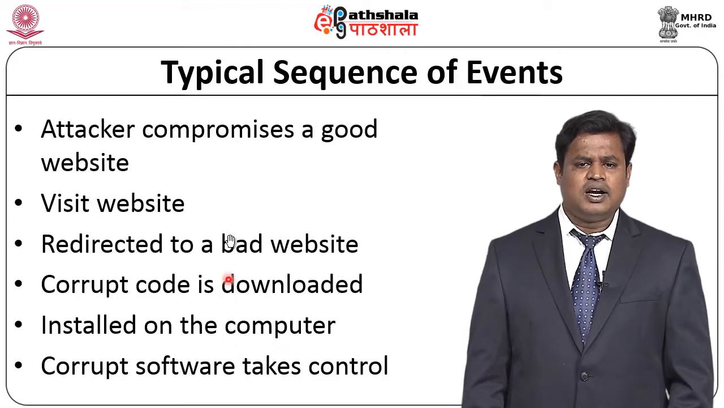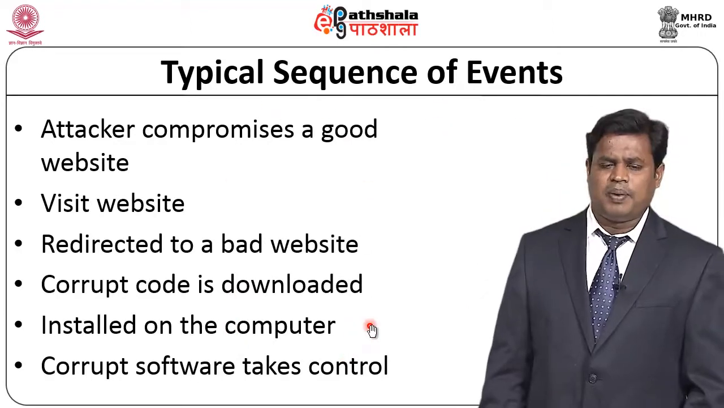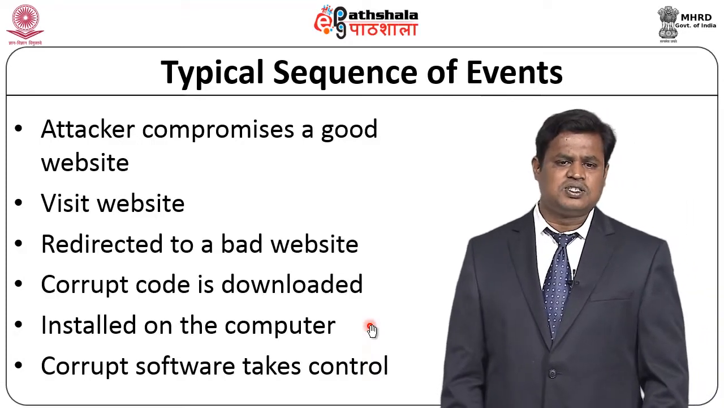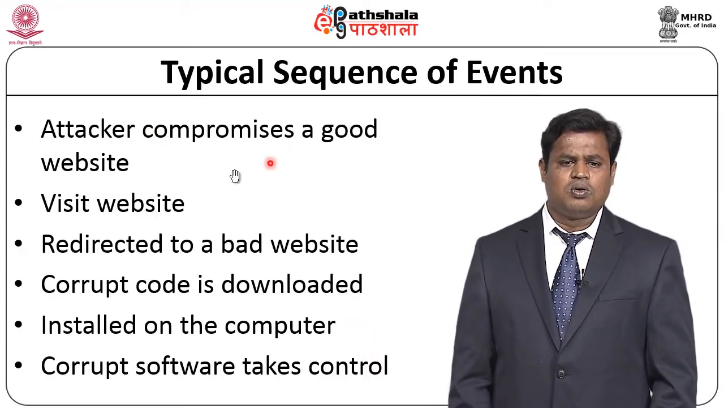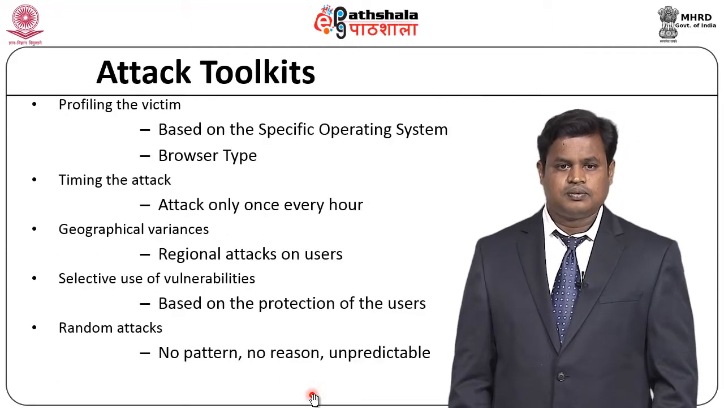So this is the typical sequence of events. For example, suppose I clicked a particular link and the malware gets into my system. The attacker compromises a good website, the visitor is redirected to a bad one, and corrupt code is downloaded and installed on the PC. The corrupt software then takes control of your system.